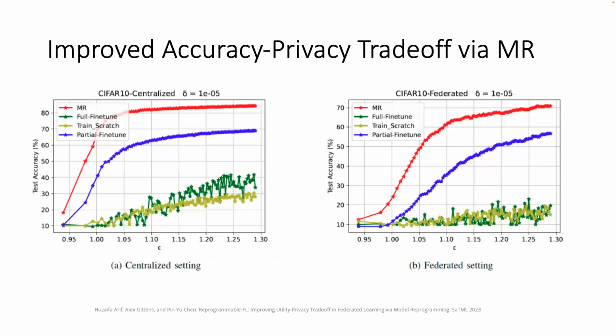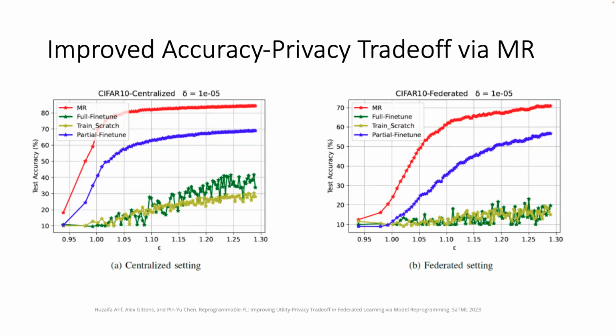Now we can compare what we call the accuracy-privacy trade-off. This epsilon controls the privacy budget. A smaller epsilon means a tighter privacy budget, and a larger epsilon means looser privacy. On the y-axis, we are showing the test accuracy. The red curve is model reprogramming, and the blue curve is partial fine-tuning. They are the two best performing methods because they have the least number of parameters to train.